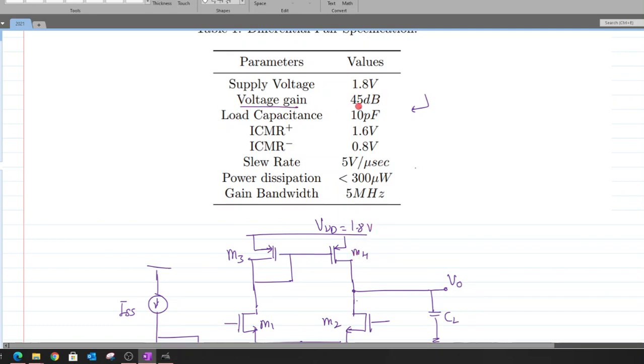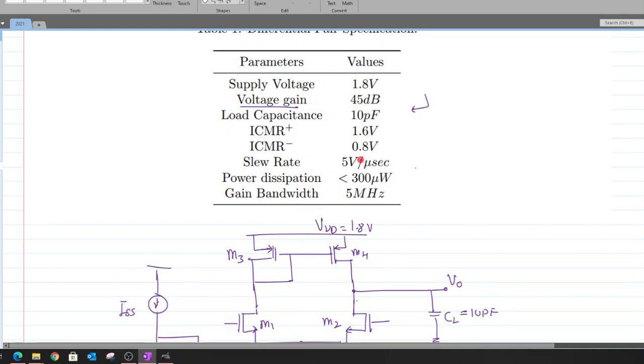There is a voltage gain that is given to be around 45 dB. We'll consider this later. The next one is the capacitive load, which we have already added as 10 picofarad. So this is already given, and there is a set of parameters called ICMR plus and ICMR minus. I'll talk about what we really mean by this ICMR specification, followed by something known as slew rate.